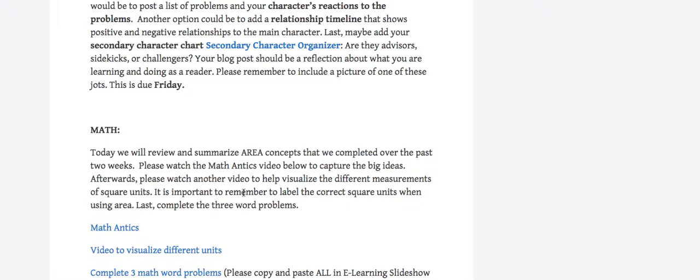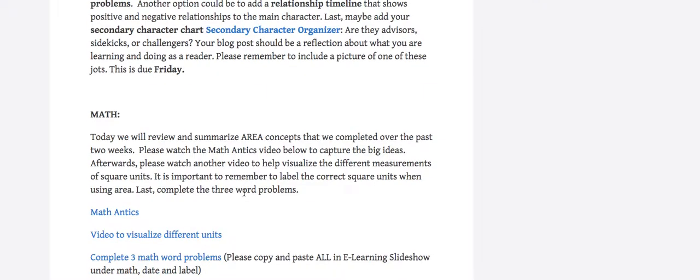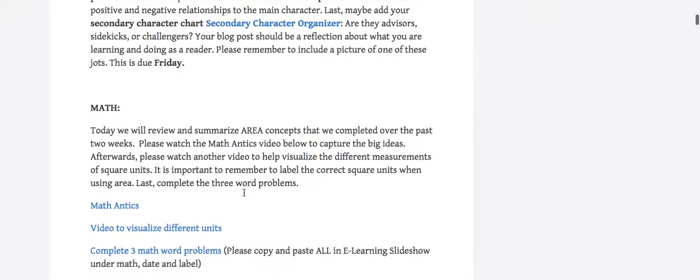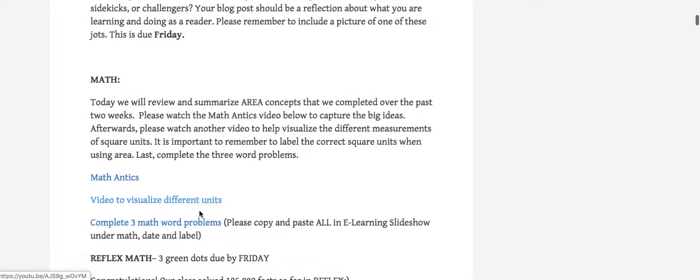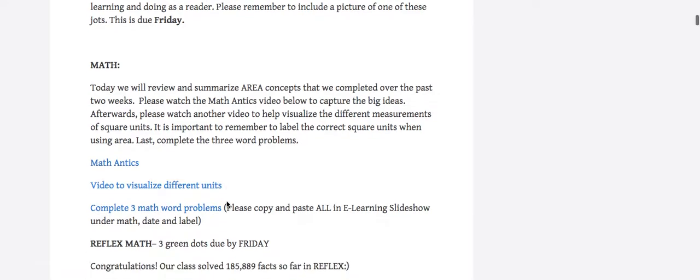Math, we are summarizing our area concepts before we teach you one more new skill tomorrow. So watch this fun Math Antics video that summarizes everything, and click on this link, which is another video to help you with the different squared units like square yards, square meters, square feet, square inches, and square centimeters. We think this will really wrap up this concept for you.